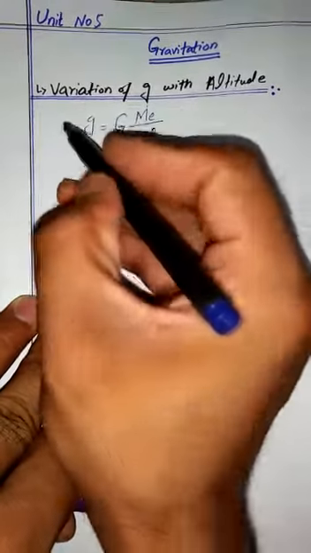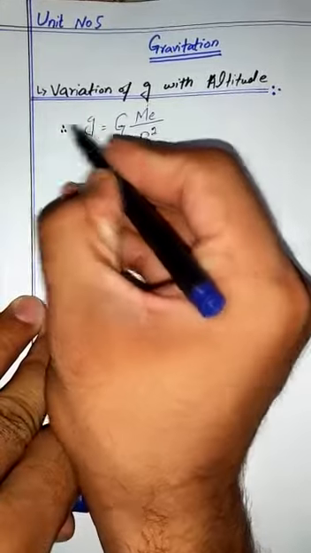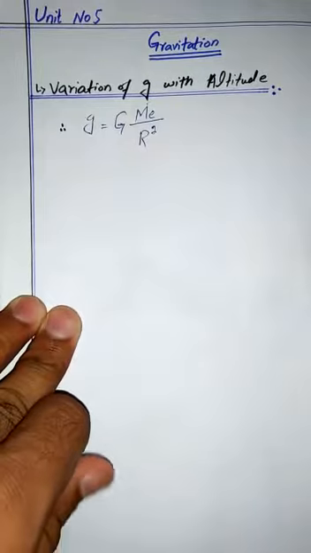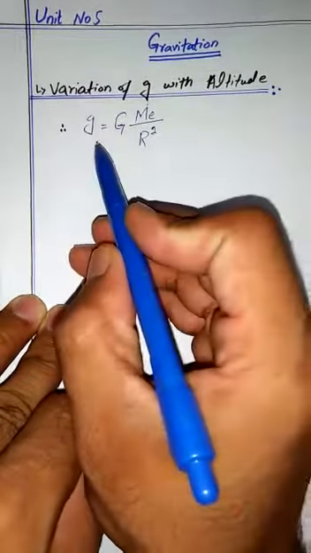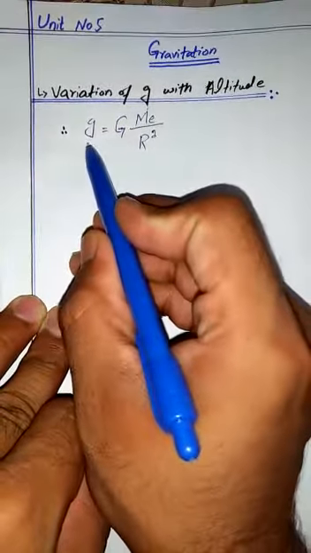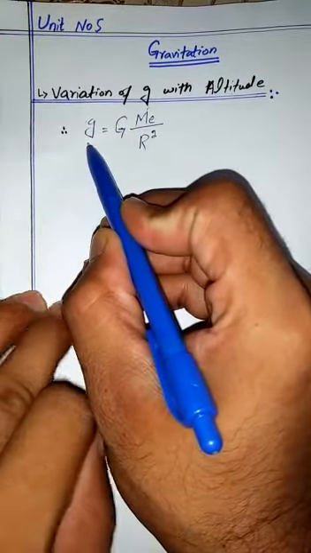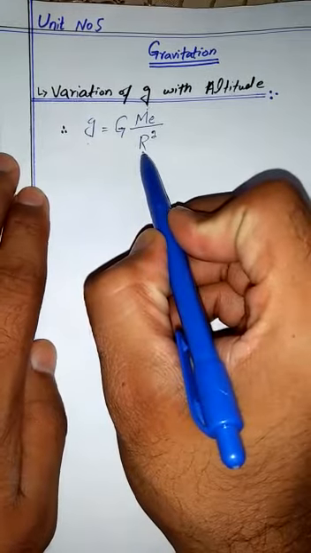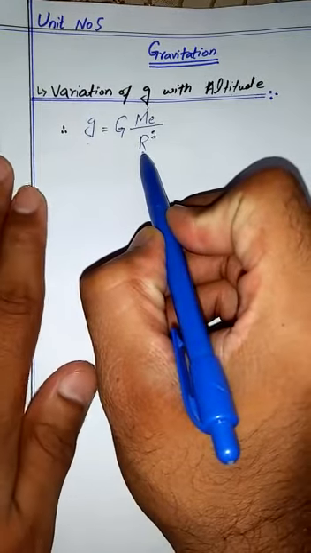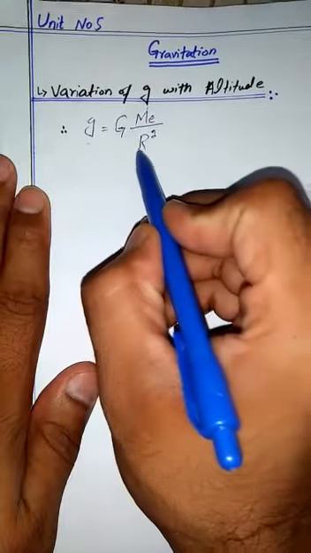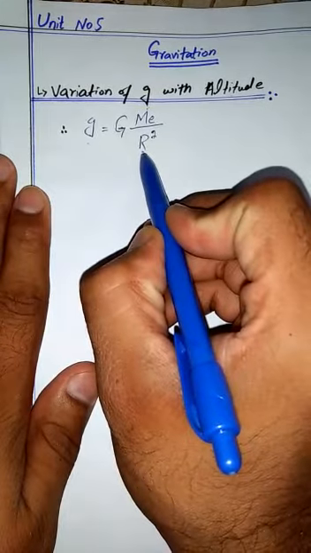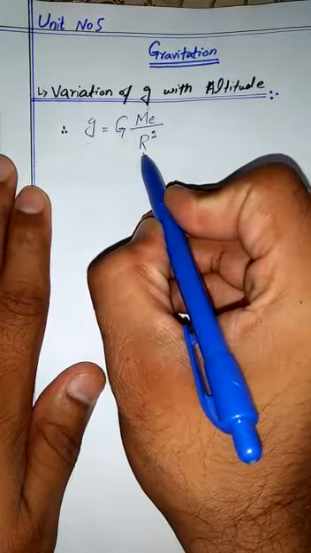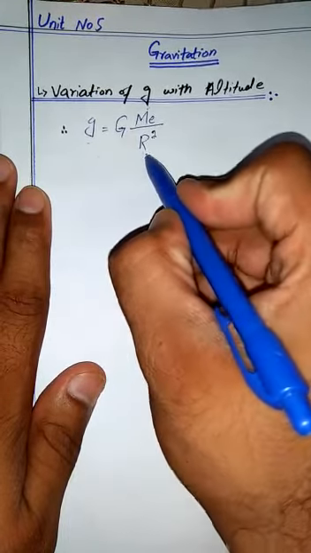This is the general equation: g is equal to capital G Me over r square. This equation shows that the acceleration due to gravity g depends upon the radius of the earth at its surface. The value of g is inversely proportional to the square of the distance from the center of the earth, but it does not remain constant. It decreases with altitude.